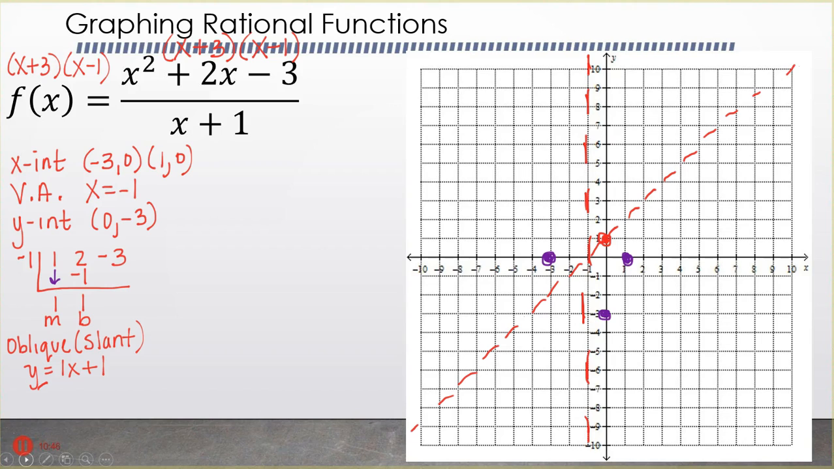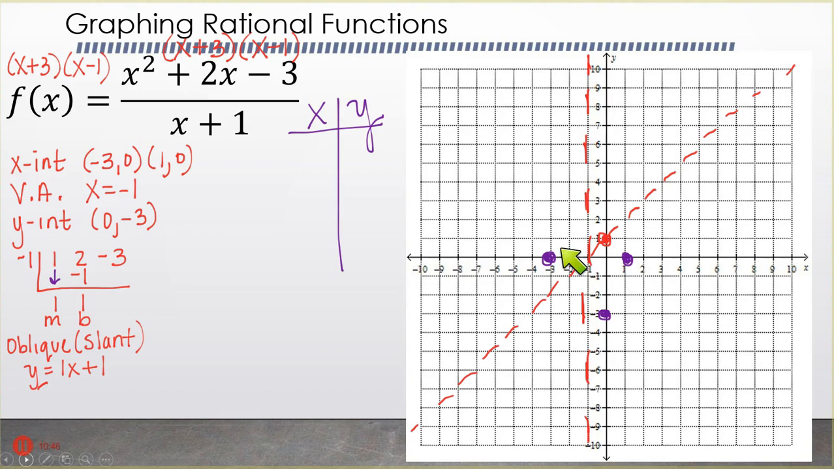Okay, so we have our oblique asymptote graphed, starting at the y-intercept of 1 with a slope of positive 1, and my vertical asymptote, and then I also plotted my x-intercept and my y-intercept. And now this is the place where you need to choose your x values so you can get a clear picture.